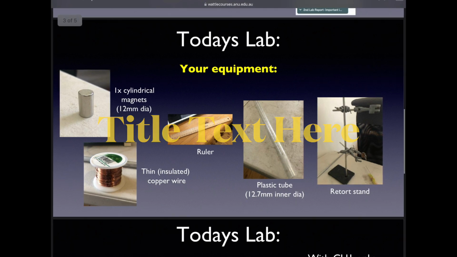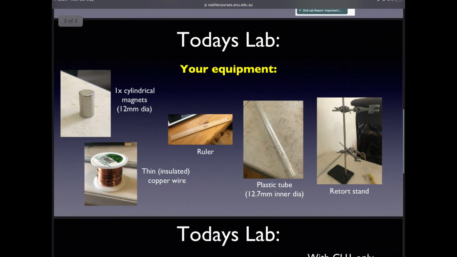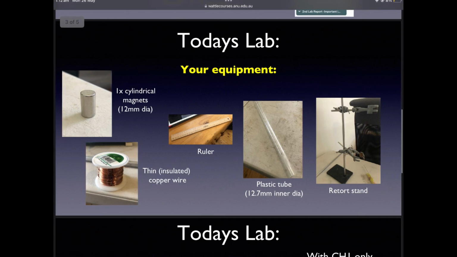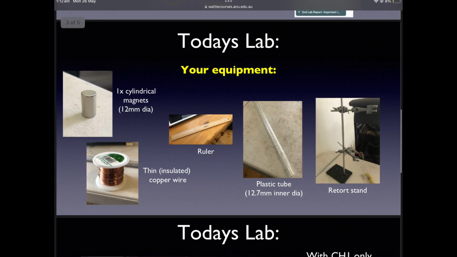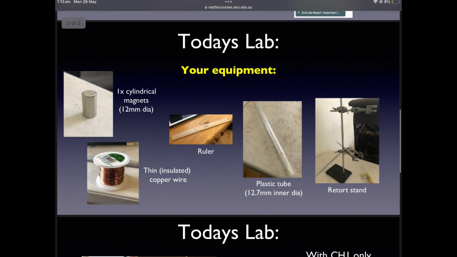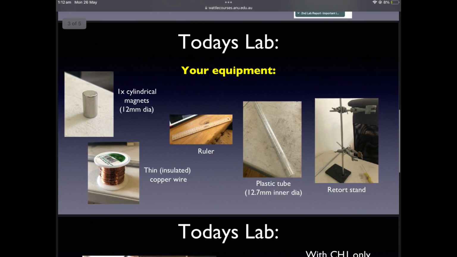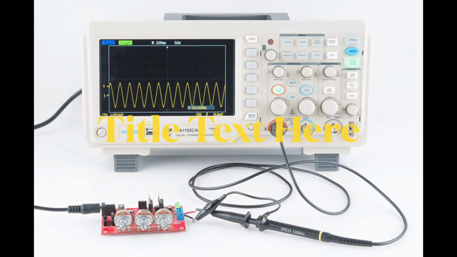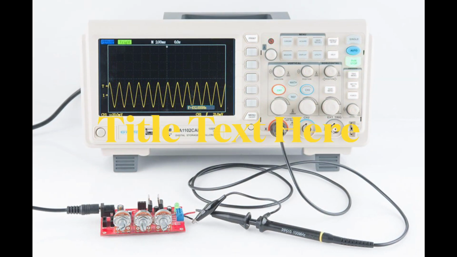This experiment requires cylindrical neodymium magnets 12 mm in diameter, a transparent acrylic tube 12.7 mm in diameter, uniformly wrapped with coils of copper wire that are insulated, and a digital oscilloscope with voltage probe to measure the induced EMF.